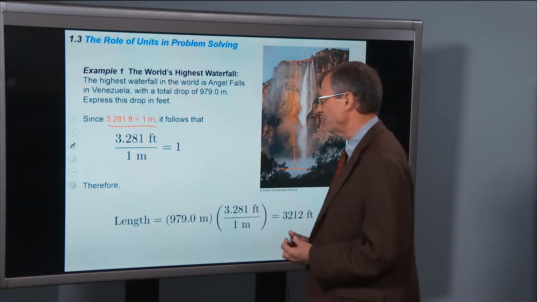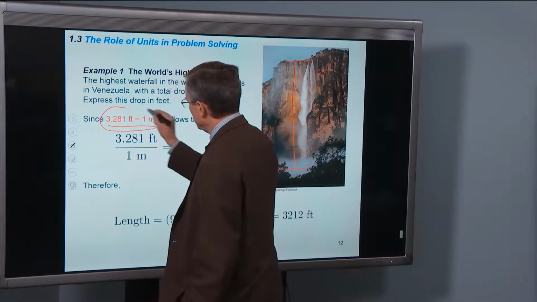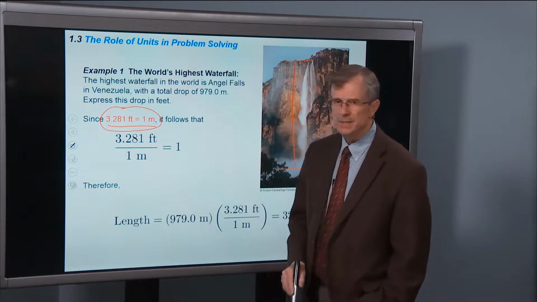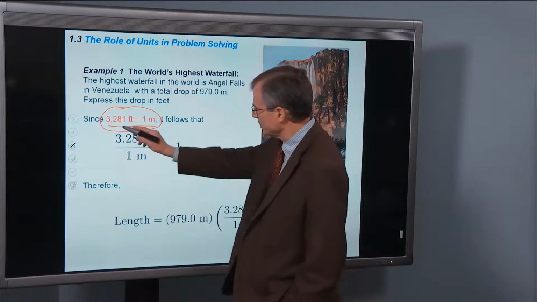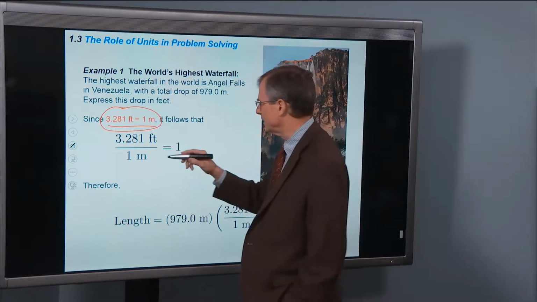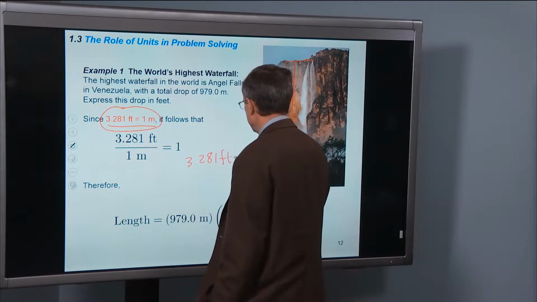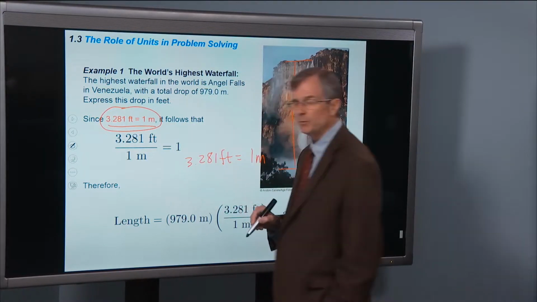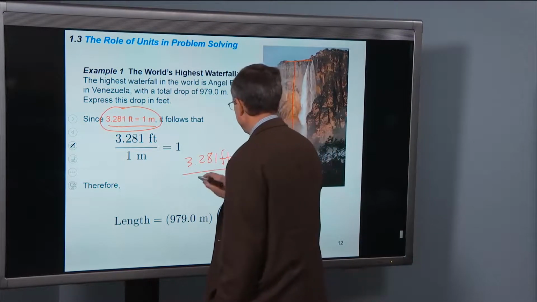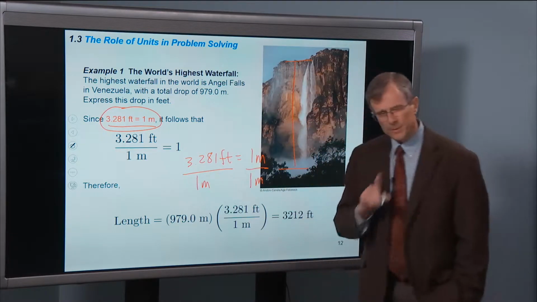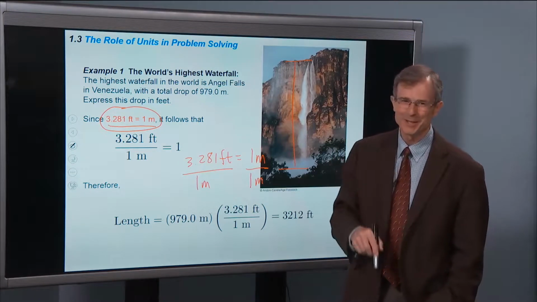For example, you wouldn't need to memorize a conversion factor. If you take this equality, that 3.281 feet equal 1 meter, then you can divide both sides of this equation by 1 meter. So 3.281 feet equals 1 meter. I'm going to divide both sides of this equation by 1 meter. The reason I'm carrying along these units here, the meter, is so that we can verify that we've done the calculation correct.